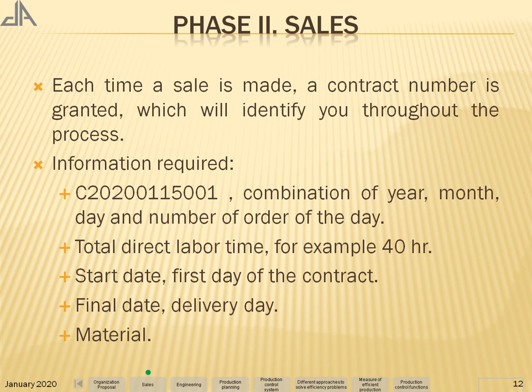2020 01 15 001. Combination of the year, month, day, and number of order of the day. Total direct labor time, for example 40 hours. Start date, first day of the contract. Final day, delivery day, plus material.